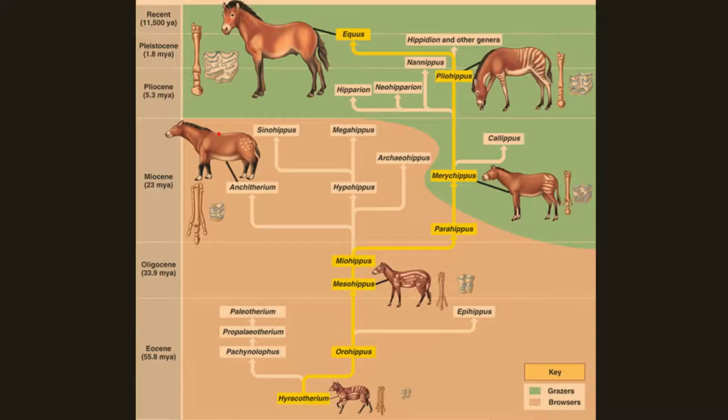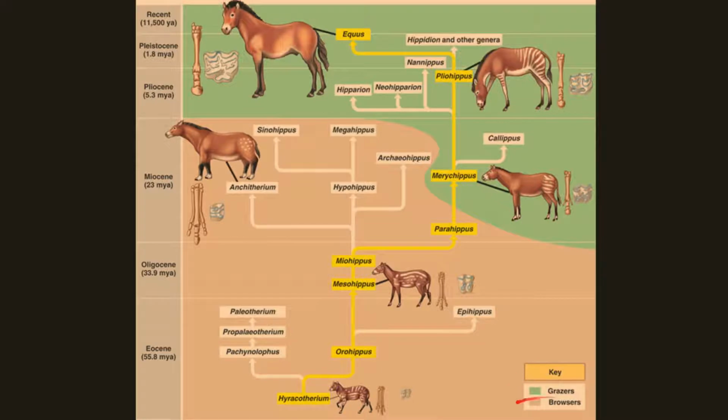All right, so other important thing to notice about this particular chart is this little key down here, where the green is grazers and the brown is browsers. So browsers are going to live like in woodlands, and grazers are going to be in grasslands.